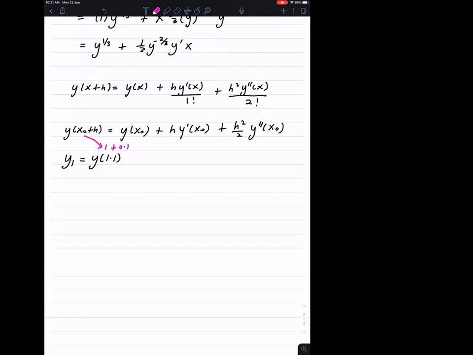So please note that x naught is 1, h is 0.1. Wherever there's x naught, you put 1. Wherever there's h, you put 0.1. Okay, any problem?